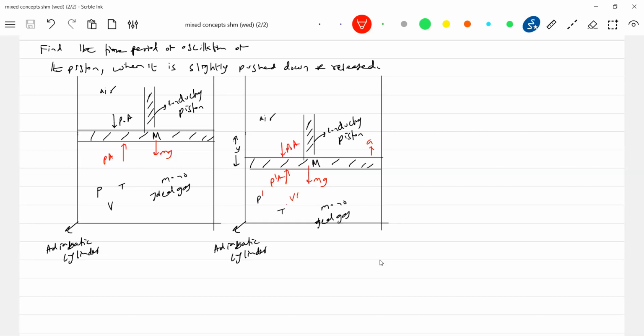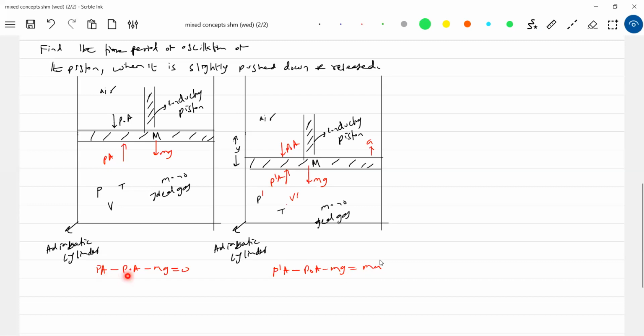So initially we'll go for it. PA minus P naught A minus mg equals zero. That's the initial condition. So finally, what you can see, P dash A minus P naught A minus mg equals ma. Do I agree with this? Why that ma? Because the net force on it will be upward. So because of that, P dash A minus P naught A minus mg equals ma.